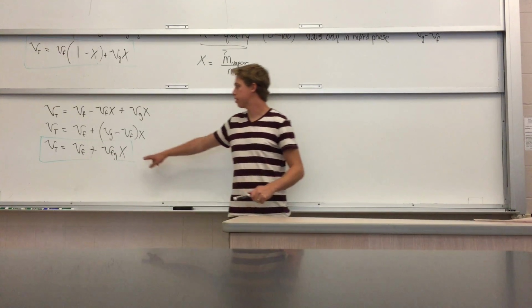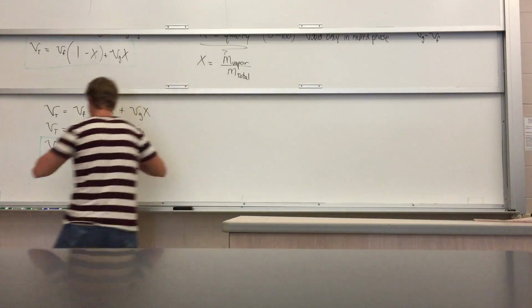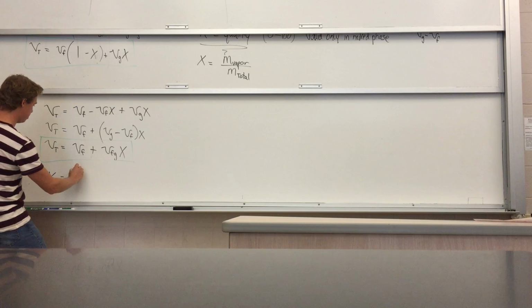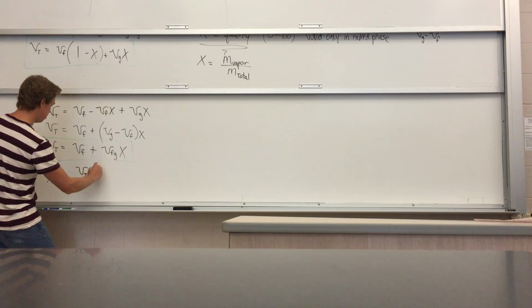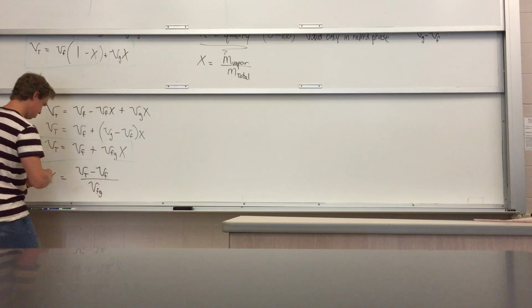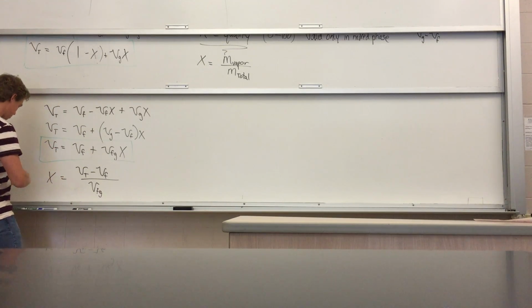And then finally, I can derive a formula for X in terms of the volumes if I want to. So the last one is that X is total specific volume minus fluid over VFG. And this one is certainly very useful.